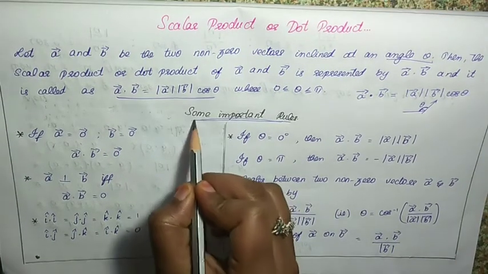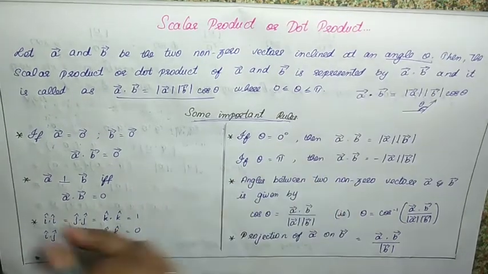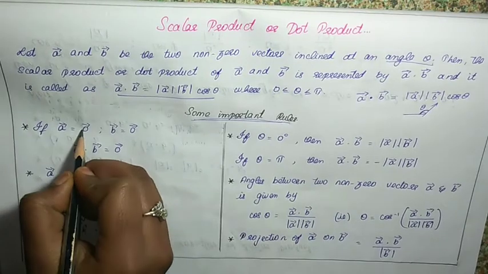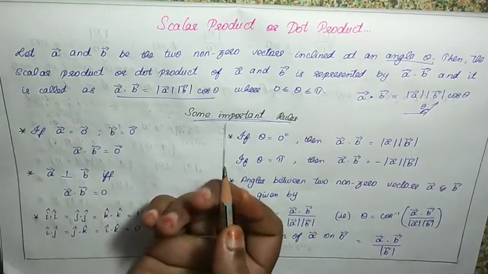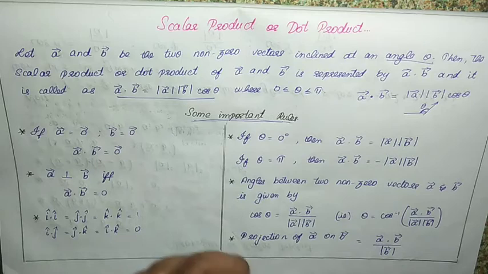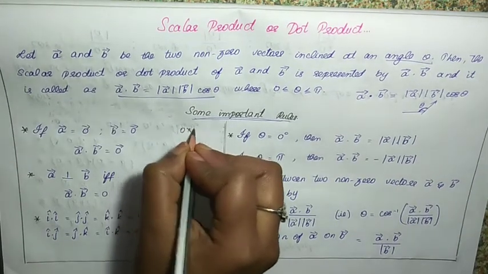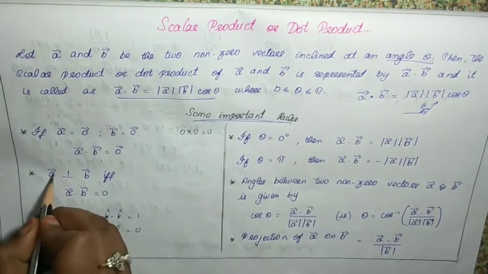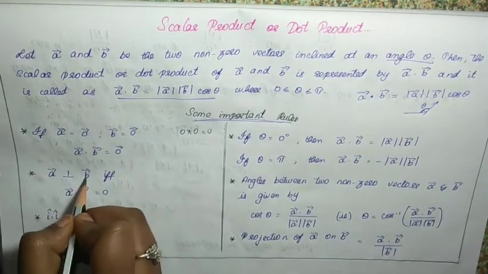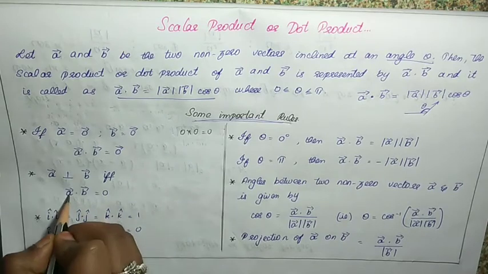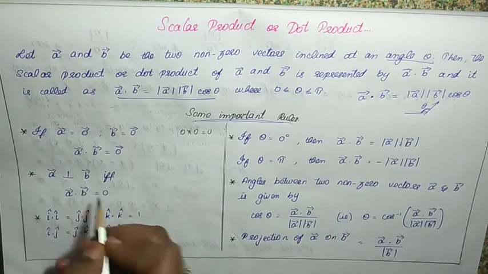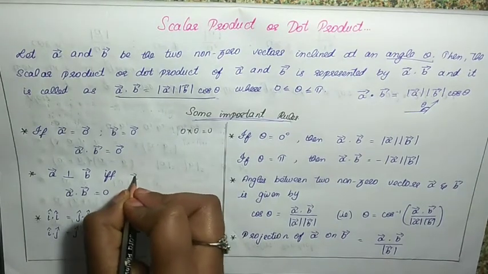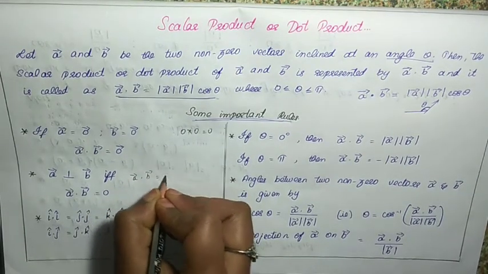Now let us see some important rules. The first rule is, if a vector equals 0 vector and b vector equals 0 vector, then their product is also going to be 0. It's just like 0 into 0 equals 0. Next, a vector is perpendicular to b vector if and only if a vector dot b vector equals 0. Just see this definition.